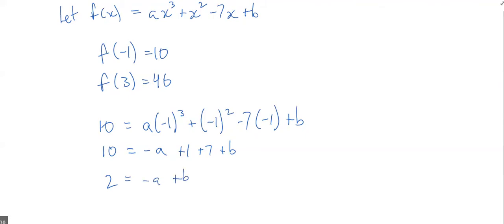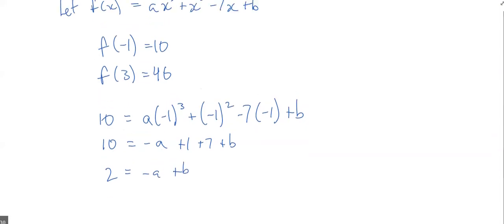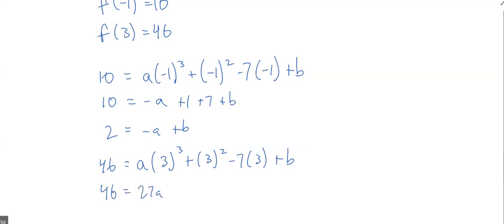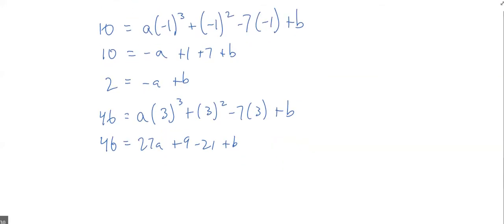And if I do it for the second one, f at 3 equals 46, it'll look like this. A times 3 cubed plus 3 squared minus 7 times 3 plus B will equal 46. So 46 equals 27A plus 9 minus 21 plus B. I add 12 to both sides. 58 equals 27A plus B.